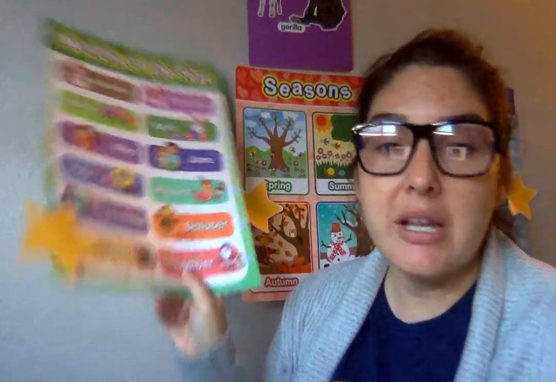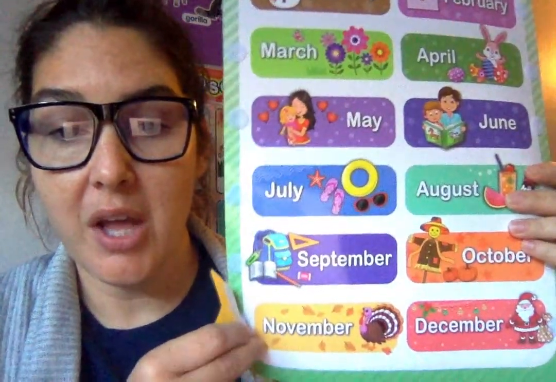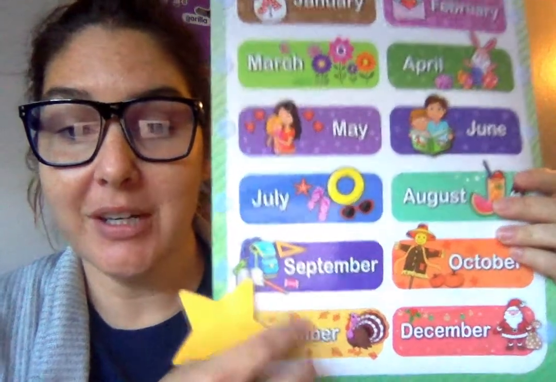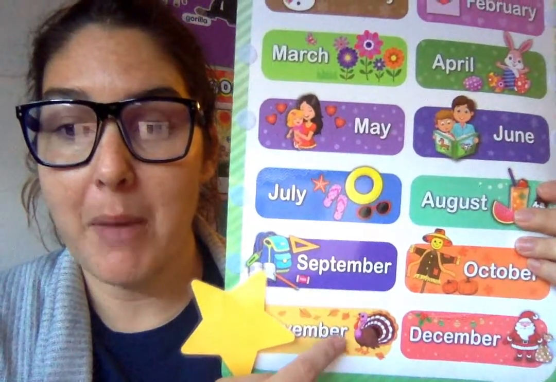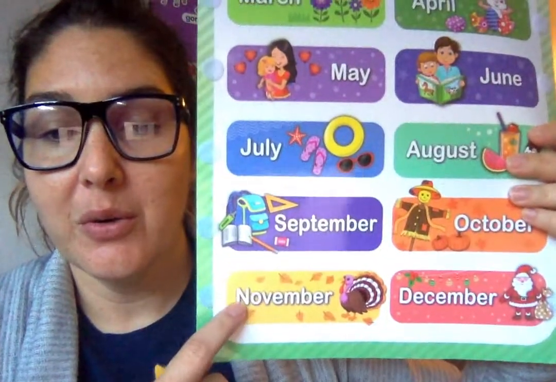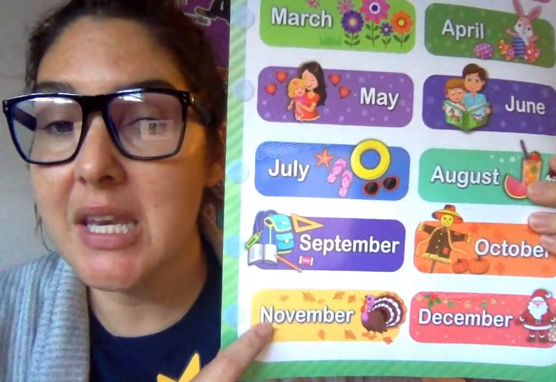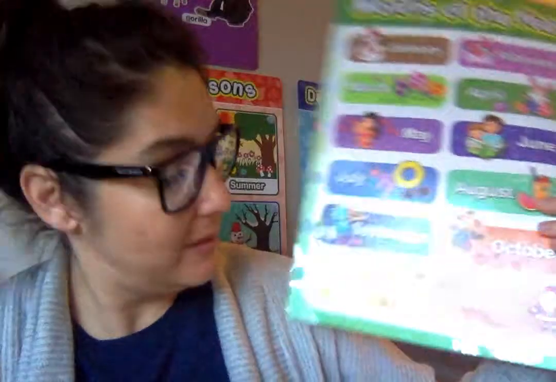Now let's talk about our months. We are in a brand new month. We said bye-bye October, and now we are saying hello to November. Remember we talked about the turkey? The month is November. And how do we find November? It's the one that begins with the N sound. November. And it also has a turkey next to it.